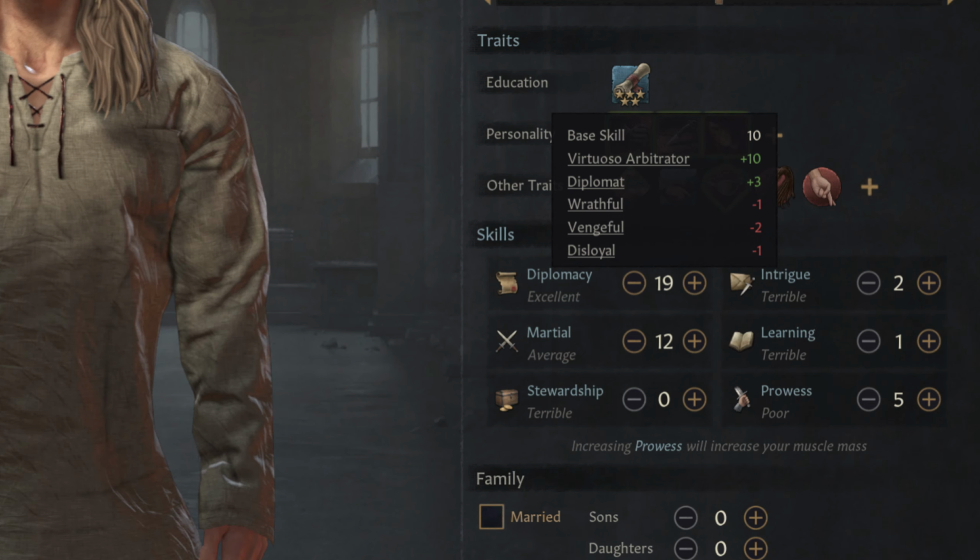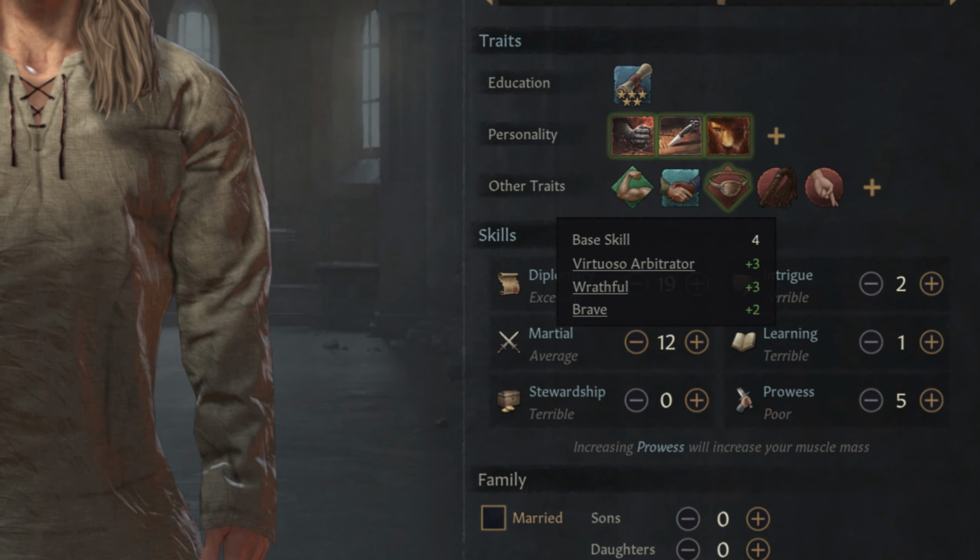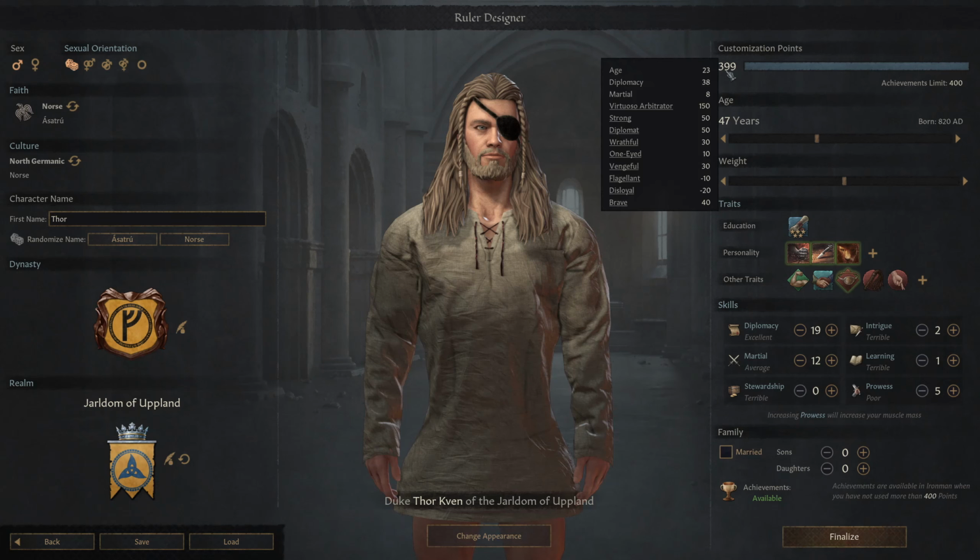I then added as many points as I could squeeze into Diplomacy, which ended up being 10 levels. Then I put the rest of the points I could into Martial. Here's the total point breakdown.